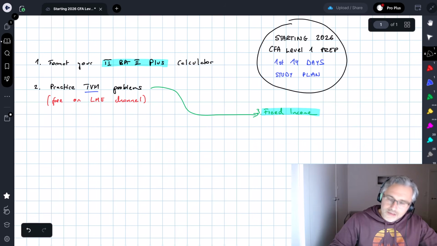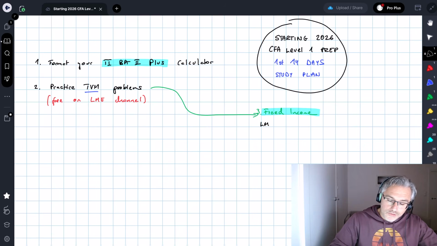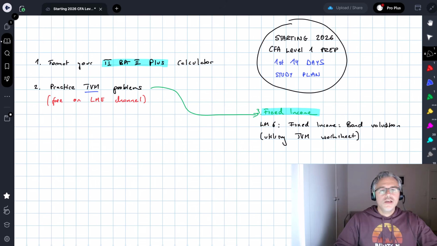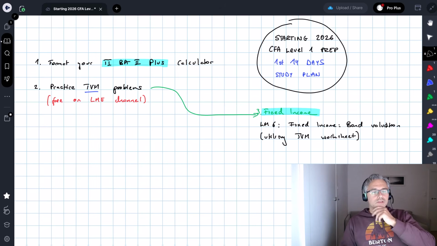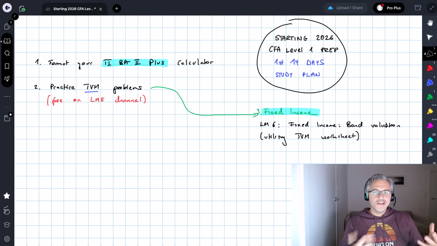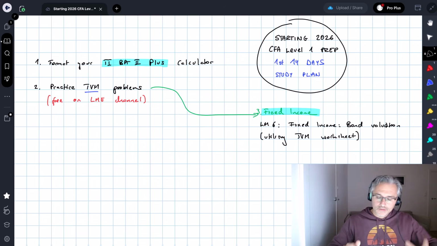So there is learning module 6, it's called fixed income bond valuation, I think is the full name, and this is where you'll actually utilize the time value of money worksheet on your calculator to compute the price of a bond, to compute perhaps the coupon on a bond, given other inputs, to compute the yield on a bond, right? So brilliant stuff here.